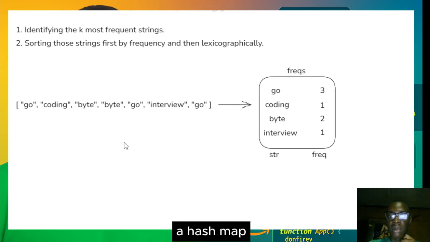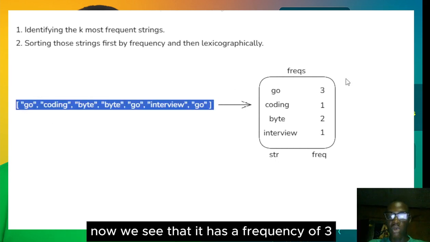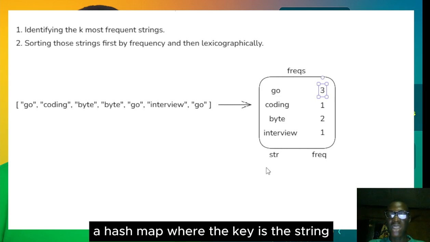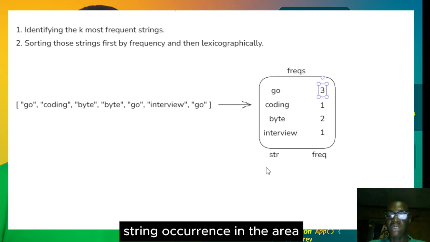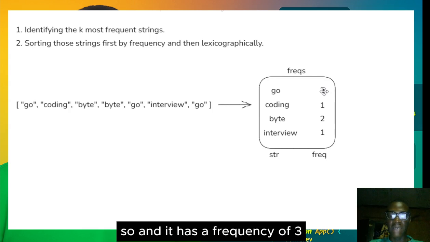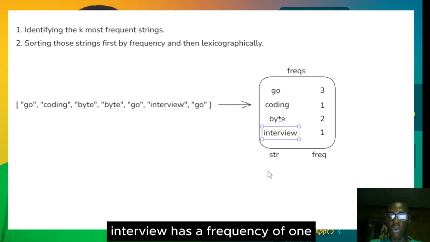So a hash map will do, where we have go, this particular first string, with a frequency of 3. We are going to have a hash map where the key is the string and the value is the frequency of that string's occurrence in the array. So go has a frequency of 3, coding has a frequency of 1, byte has a frequency of 2, interview has a frequency of 1.